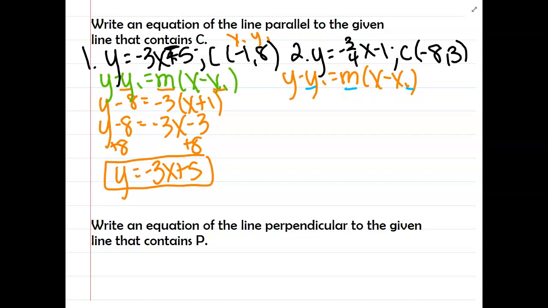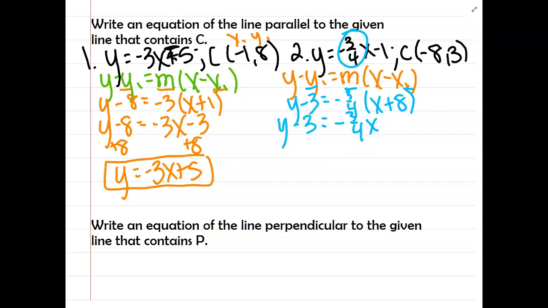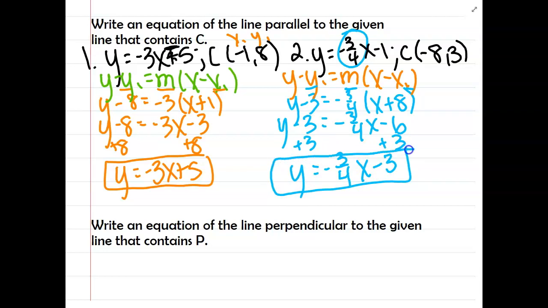So what's the slope of the new line going to be? Yeah, -3/4. The same as the slope of that line. Everything else is the same. Y minus 3 equals -3/4 times x plus 8. Remember, do minus a -8. Distribute the -3/4, so we have y minus 3 equals -3/4 x. -3/4 times 8 gives me -6. And then add the 3. So we should get y equals -3/4 x minus 3.